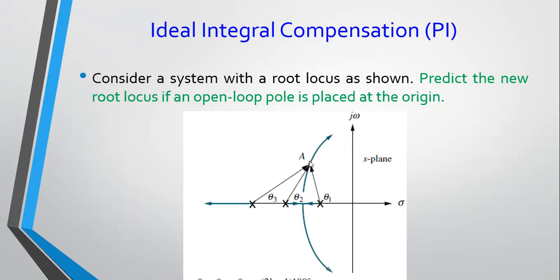So currently you're operating at point A here, but let's say for this part of the system, you're not very happy with your steady state error, so you wanted to actually introduce a pole at the origin.